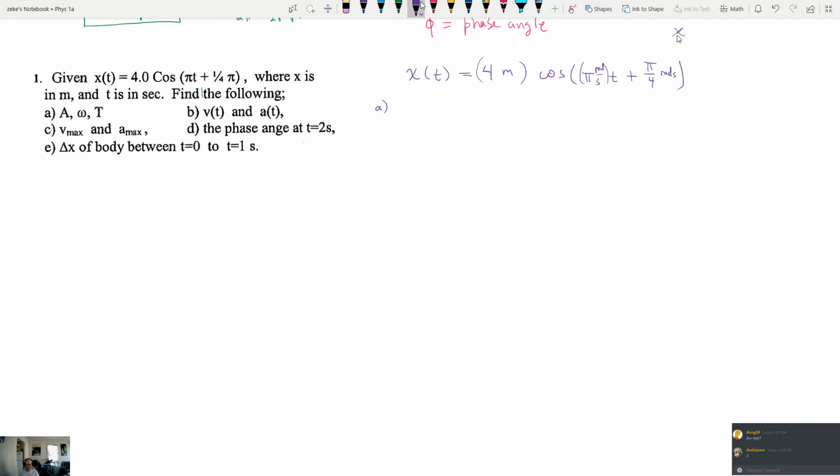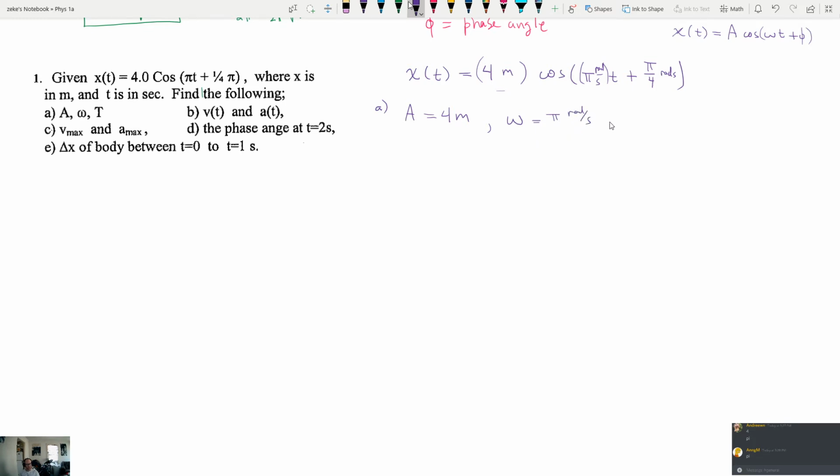Well, let's look at our general expression. It's 4, that's right. Our general expression was that x of t was equal to A cos(omega t plus phi), right? A just shows up right there. It's just 4. Okay, what's omega equal to? Well, omega is the thing that's multiplied by t. So it's just pi.